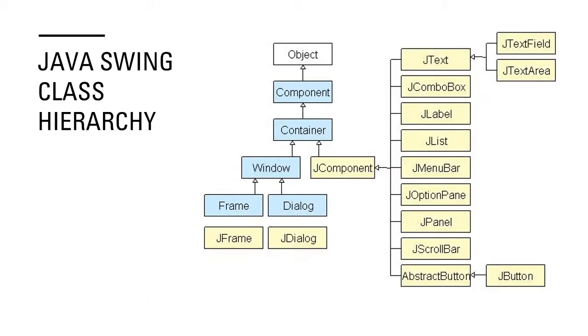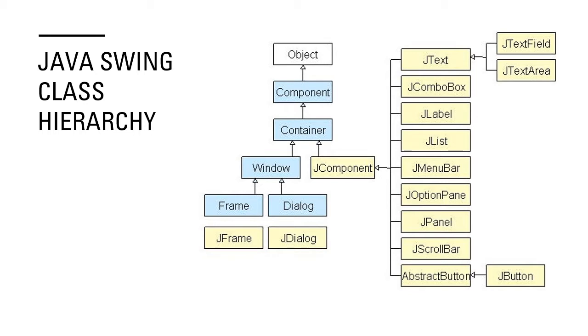Since Swing or Java Swing is a class, it has a hierarchy of classes. First is Object, and then Component, Container, and in the Container we can create windows, and under the Window we can create Frame or Dialog, which is part of the old version of the AWT, and it is superseded with the Swing, which is now called JFrame and JDialog.